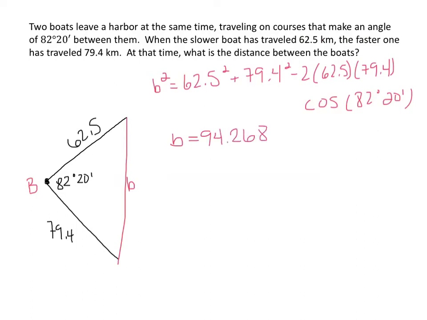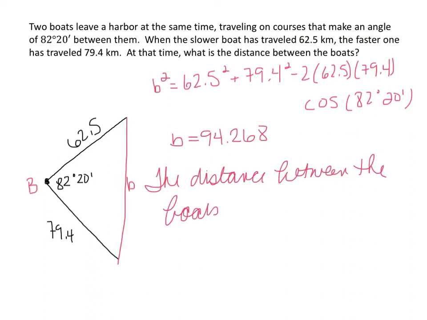94.268. Being it's a word problem, I can say the distance between the boats is 94.268 kilometers.